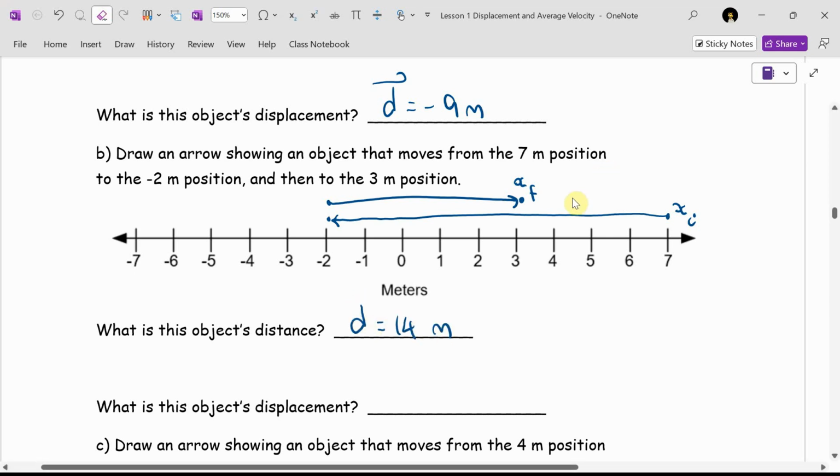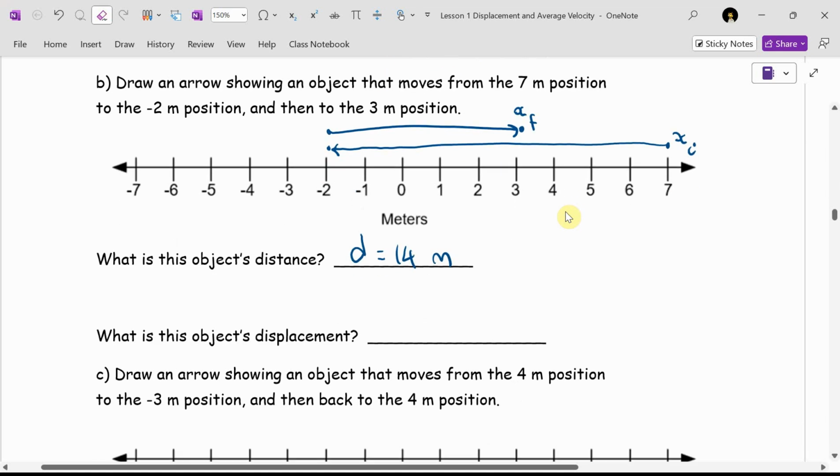What's its displacement? I'll give you a hint. Not 14. Loud and proud. Where'd you start? Where'd you end up? Who cares what happened in between? You started at 7, you ended up at 3, you moved 4 left.